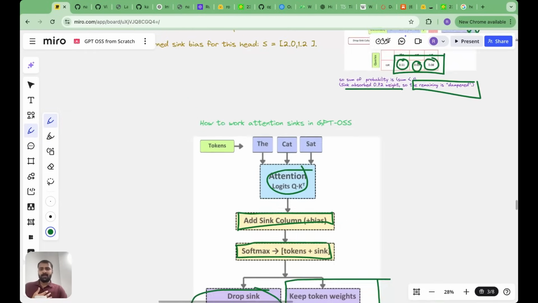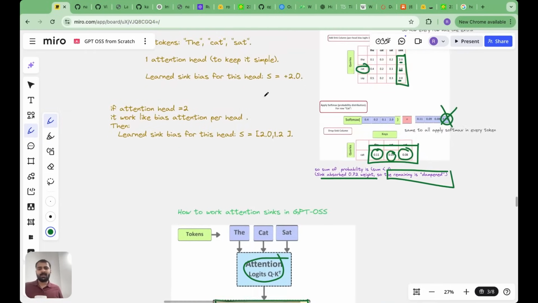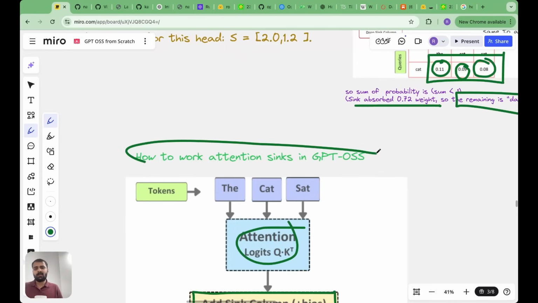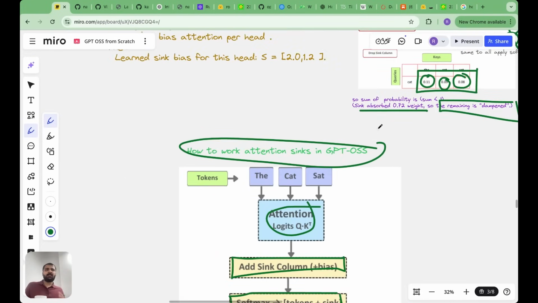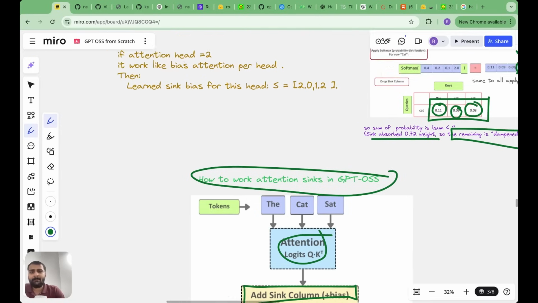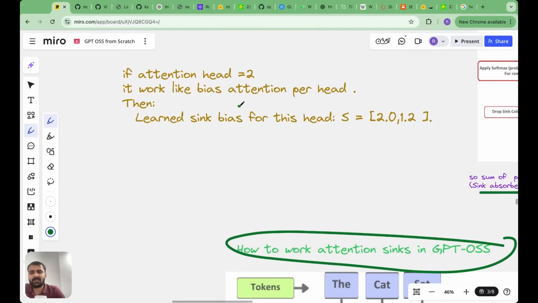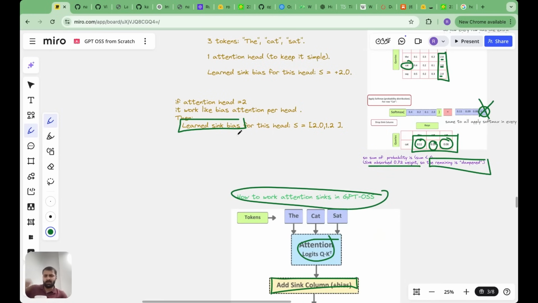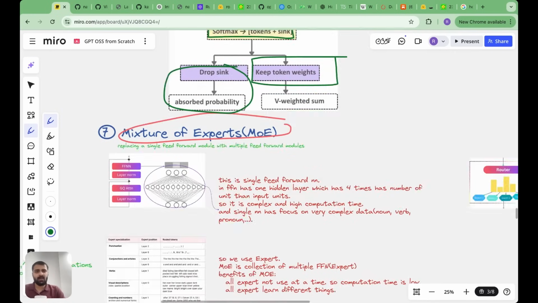I hope all of you understood how attention sinks actually work in GPT-OSS. They are very important to explain because that was something new which was done in GPT-OSS, which was not done when we also covered Gemma 3 or Gemma 3 270 million. And remember that these bias terms are learnable parameters. We don't know their values earlier, but they are learned like the rest of the parameters.